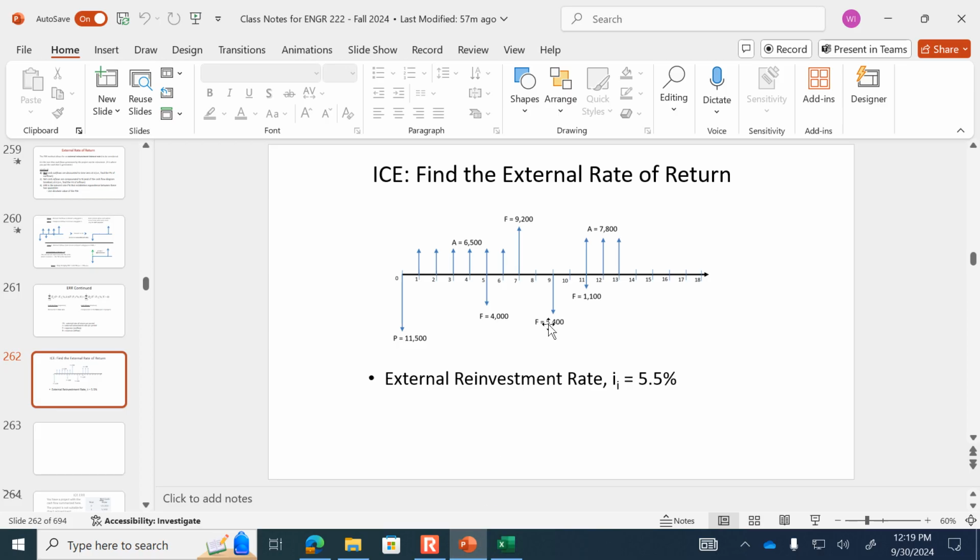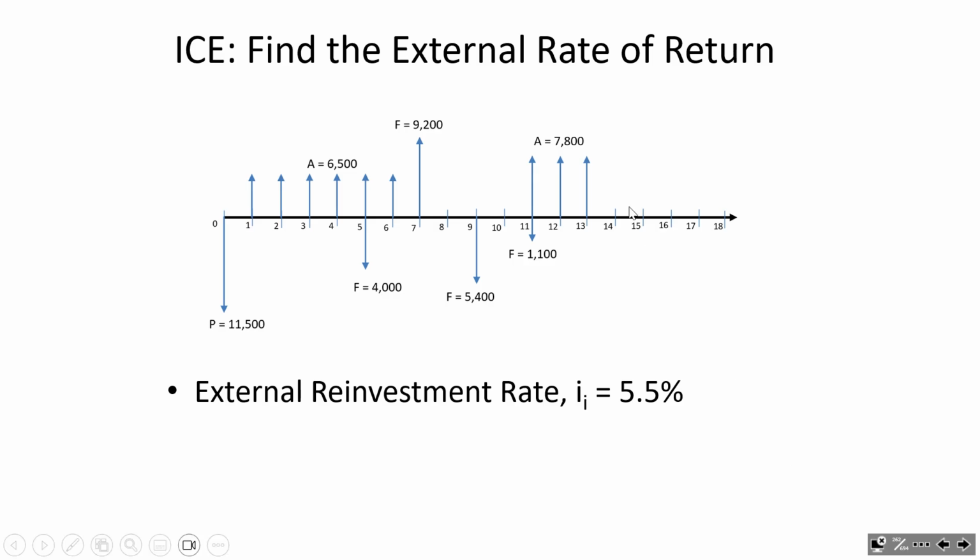Okay, so we have a cash flow diagram here, and we want to find out the external rate of return. So it looks like, in this example, you have to pay $11,500 now, and then over the course of several years, you're going to have a couple of other outflows. And then there's a series of inflows, and we want to find out the external rate of return.